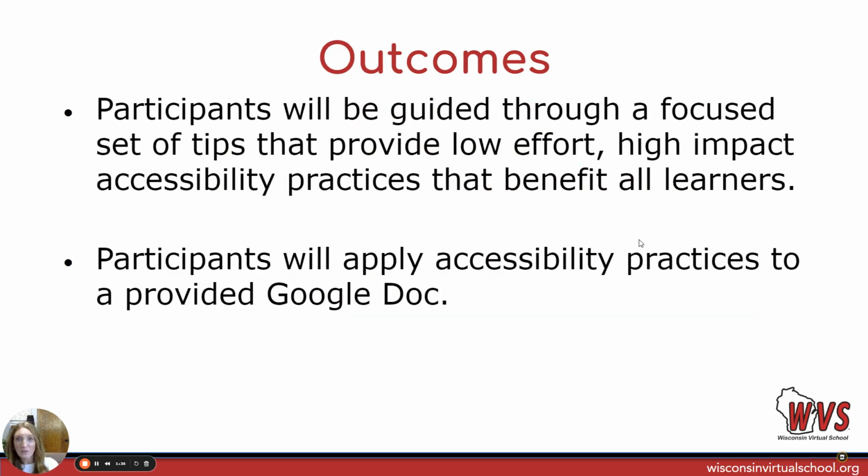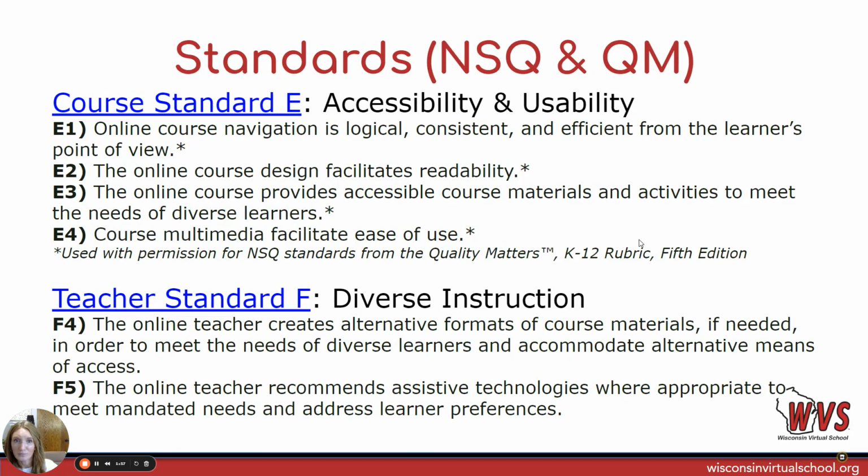So the outcomes that I have for us today are participants will be guided through a focused set of tips that provide low effort, high impact accessibility practices that benefit all learners, not just learners with an IEP, 504, or other specific needs. Participants will apply accessibility practices to provide a Google Doc, and you'll be able to try some of those things out. And if you're looking for how these are connected to NSQ and QM standards, you can see here that they are connected to Core Standard E, Accessibility and Usability, as well as Standard F, Diverse Instruction.